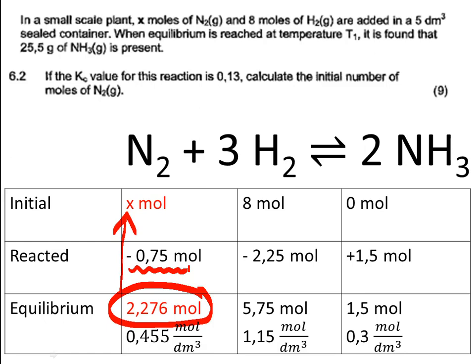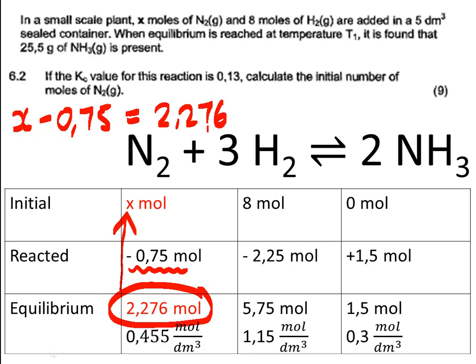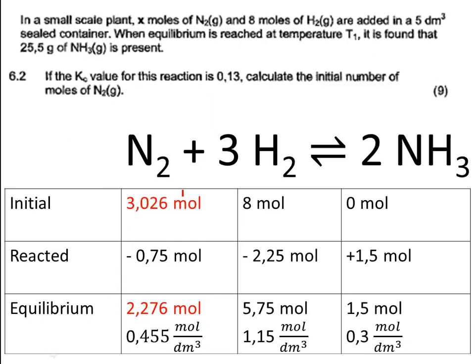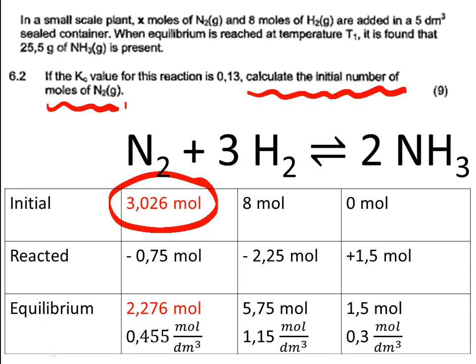If you need an equation, here it is. X, which is what we started with, minus 0,75 has to equal 2,276. So what must x have been? Clearly it must have been 2,276 plus 0,75, which is 3,026. And there we found our answer, because the question was asking us to calculate the initial number of moles of nitrogen.